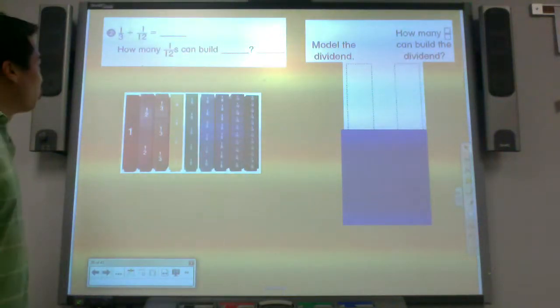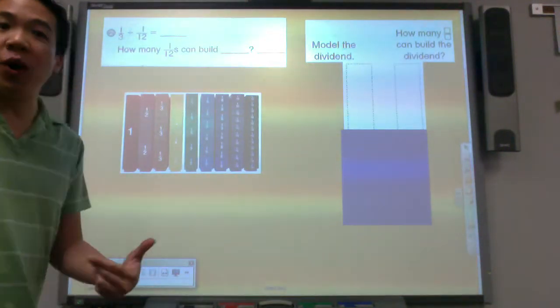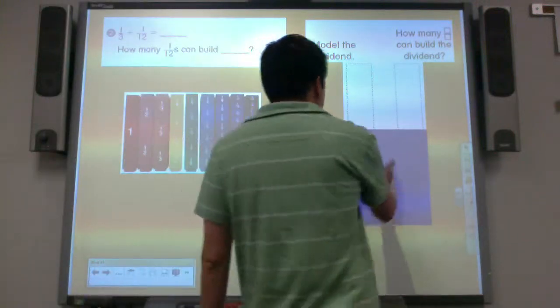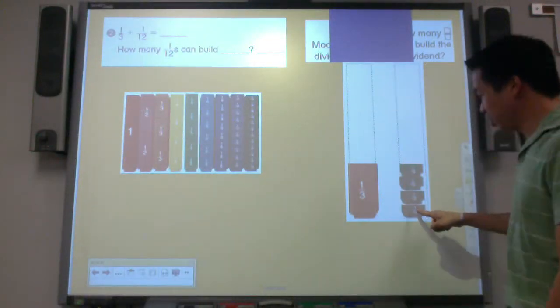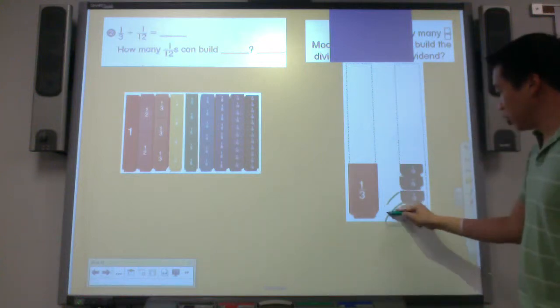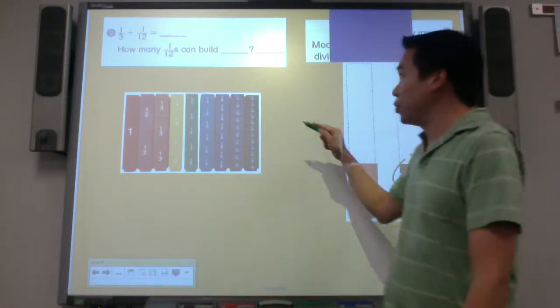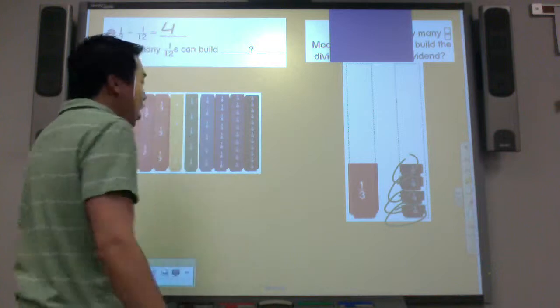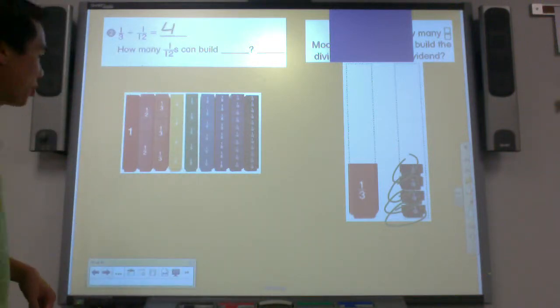How many groups of 1/12 go into 1/3? Let's do the modeling. So we have 1/3, and here's 1/12. So how many groups of 1/12 go into it? One group, two groups, three groups, four groups. Four groups of 1/12 go into 1/3.